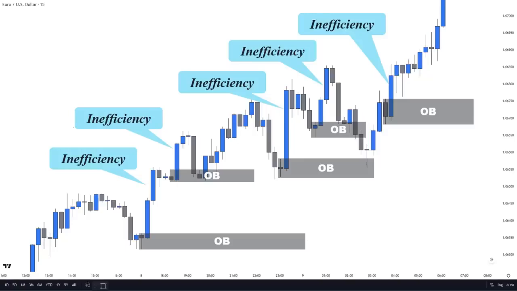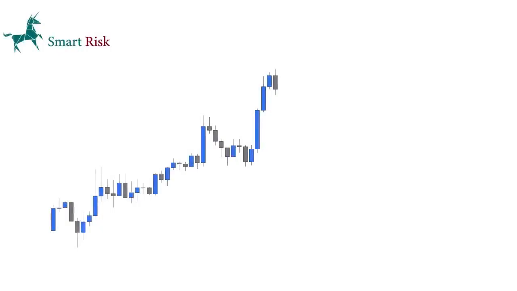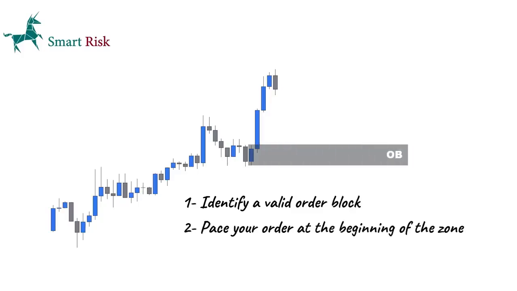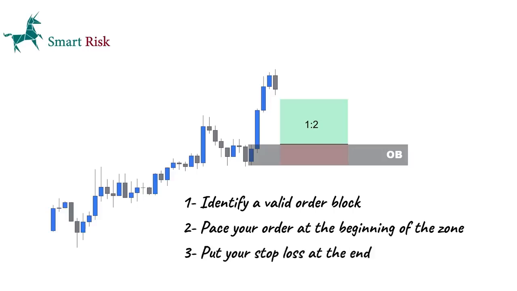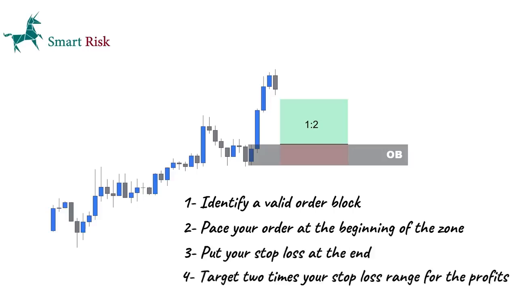Now, let me explain the steps of the trading strategy we used for backtesting order blocks. The rules for this trading setup are easy. Identify a valid order block, place your order at the beginning of the order block zone, and put your stop loss at the end. We target 2 times our stop loss range for the profits. This way, even with a 34% win rate, we will still be at break-even.